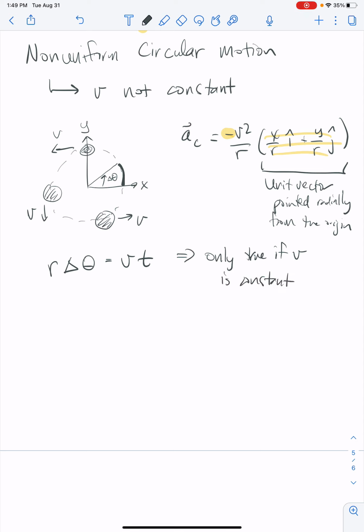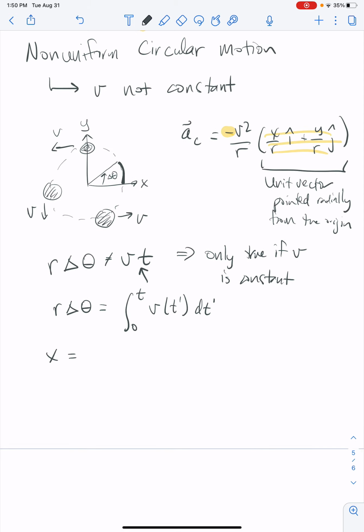What's always true is that the arc length traveled by the object can be given by the integral of the velocity over some time interval, okay? And so if v is a constant, then we recapitulate this formula here. But if v is not a constant, then this is not true, but r delta theta is still equal to the integral of v, okay? And then we can always write that x is r cos delta theta and y is r sine delta theta. These just come from the geometry that we drew up here, right?